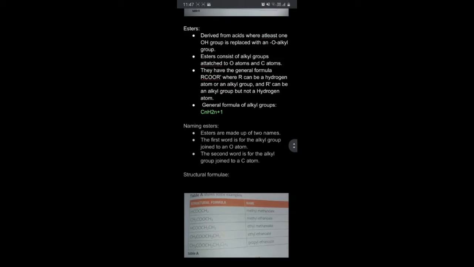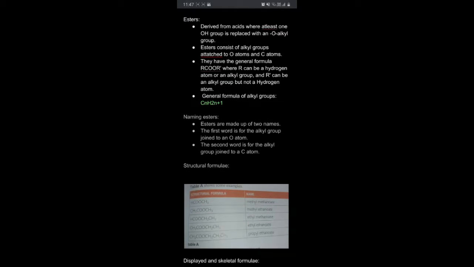Now let's have a look at esters. These are derived from acids where at least one OH group is replaced with an O alkyl group. Esters consist of alkyl groups attached to O atoms and carbon atoms. They have the general formula RCOOR', where R can be a hydrogen atom or an alkyl group, and the other R' is an alkyl group but not a hydrogen atom. Just to remind you from last year, the general formula of an alkyl group is CnH2n+1.